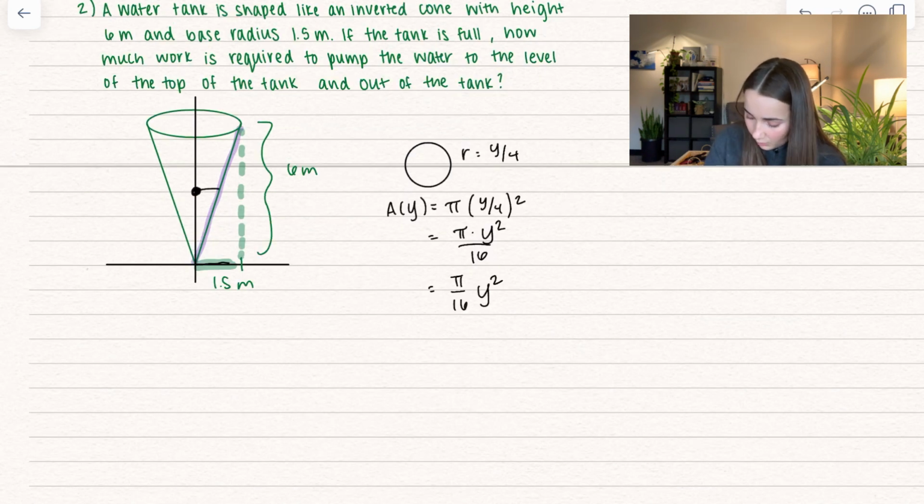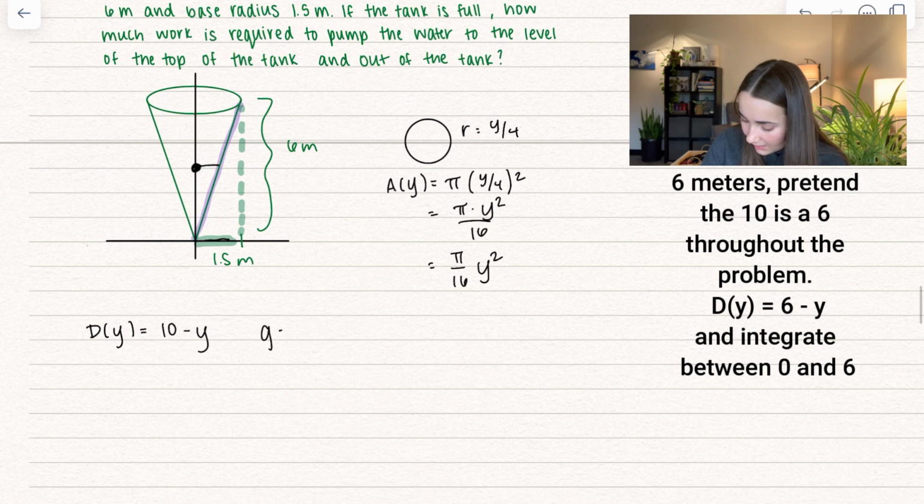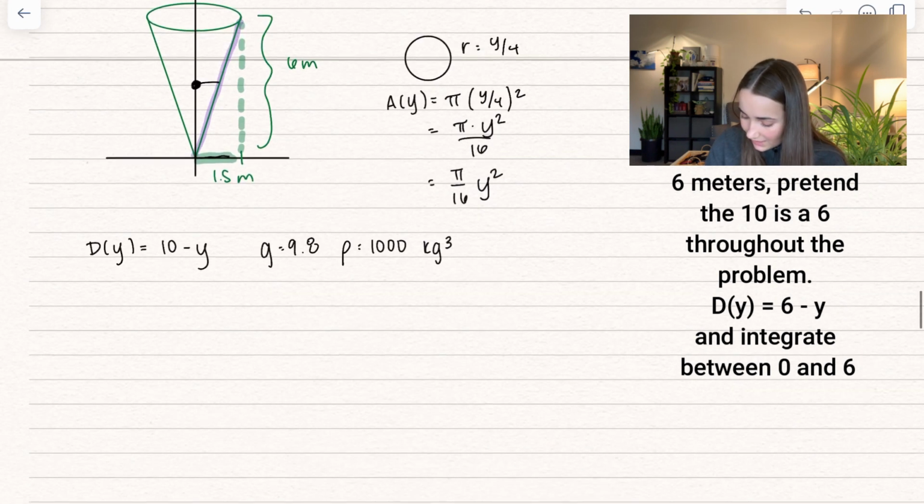We want to go ahead and find our distance in terms of y. So here, when we're lifting it to the top of the tank, we're lifting it 10 meters. So it's 10 minus whatever the water level is at. That's how far we'll be lifting it. And then for gravity, again, that's going to be 9.8. And our density is water, so that's going to be 1,000 kilograms per cubic meter. So let's go ahead and set up our integral.